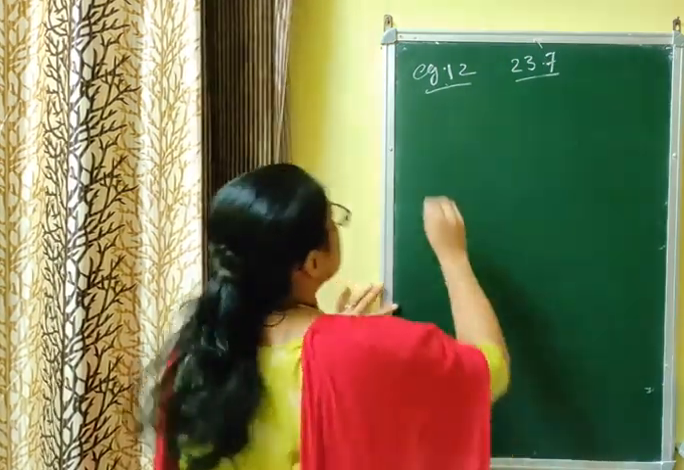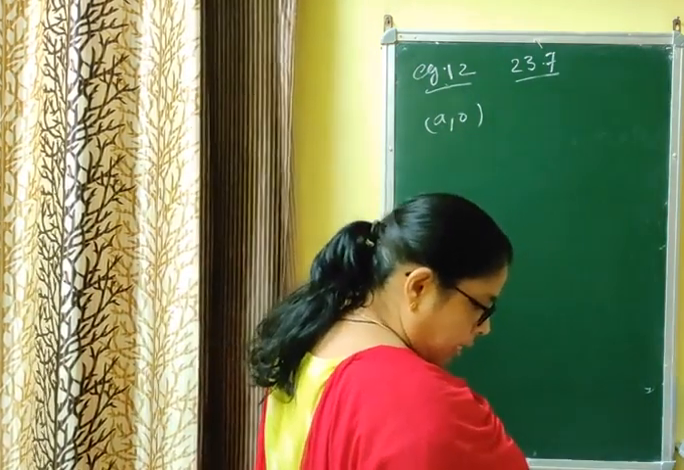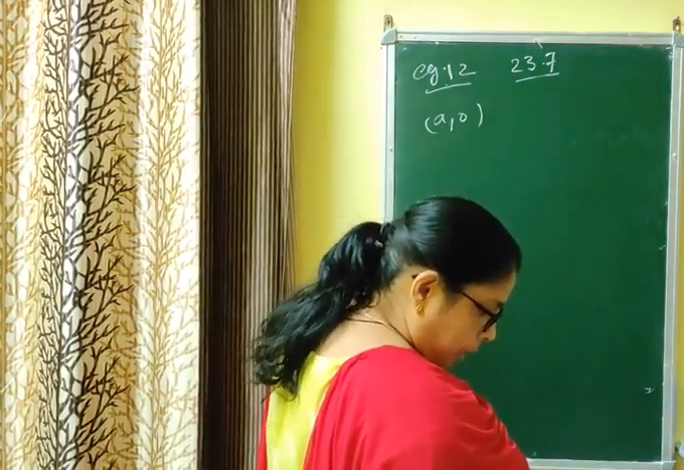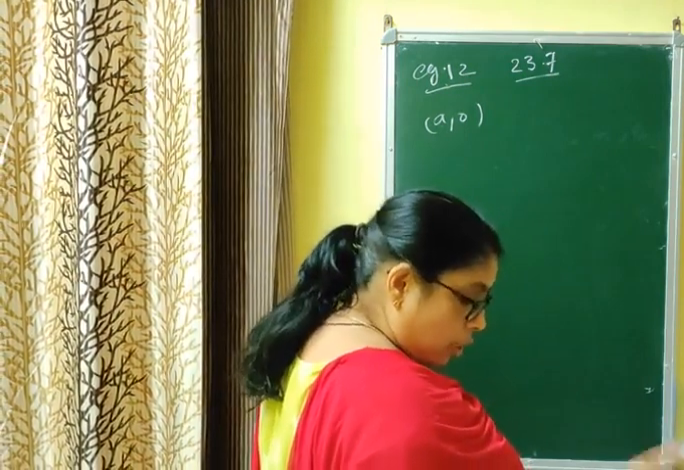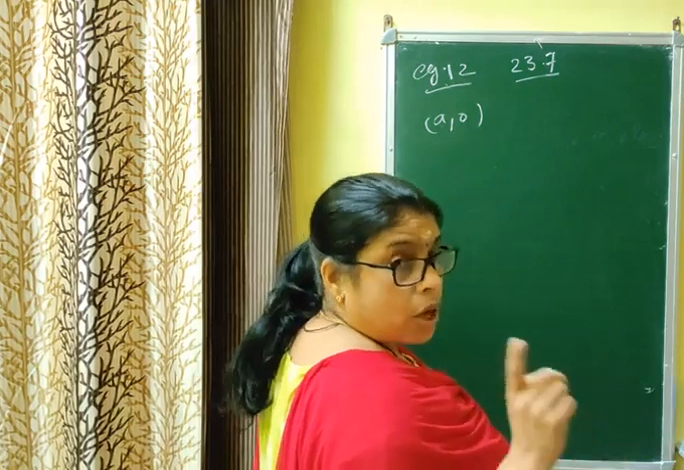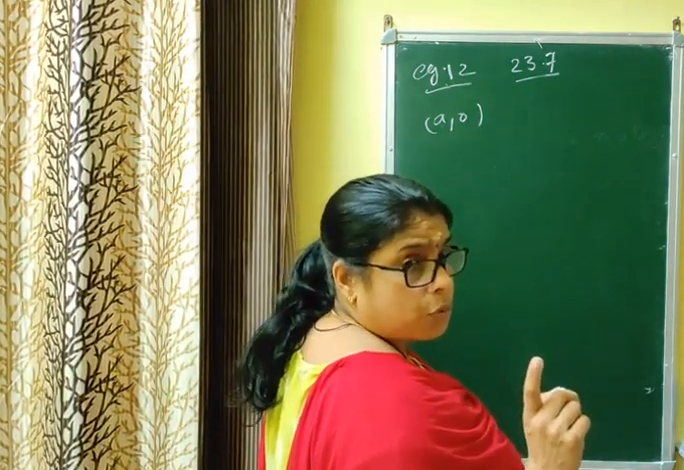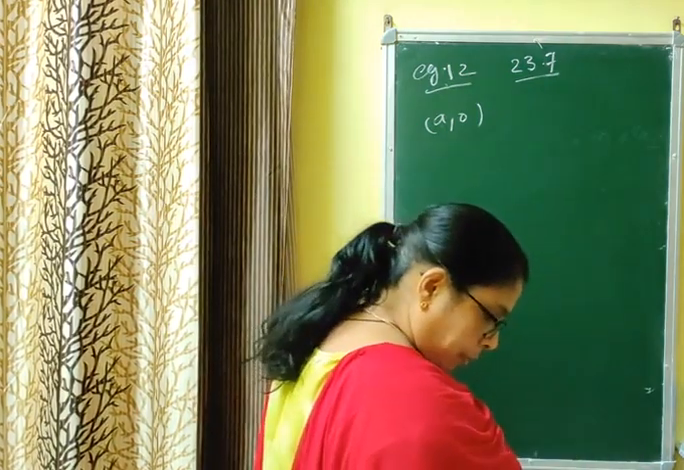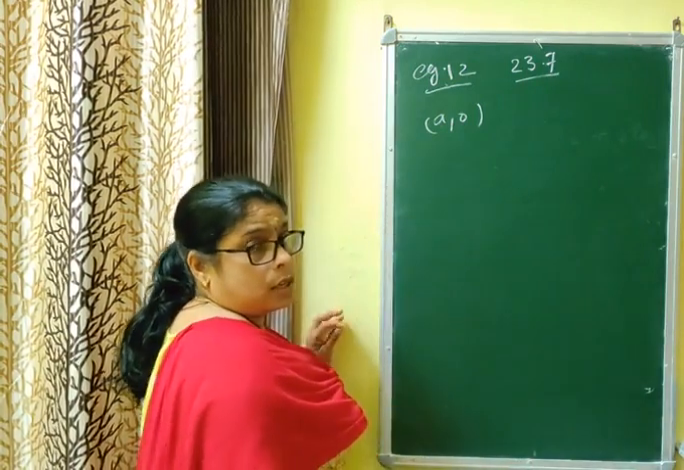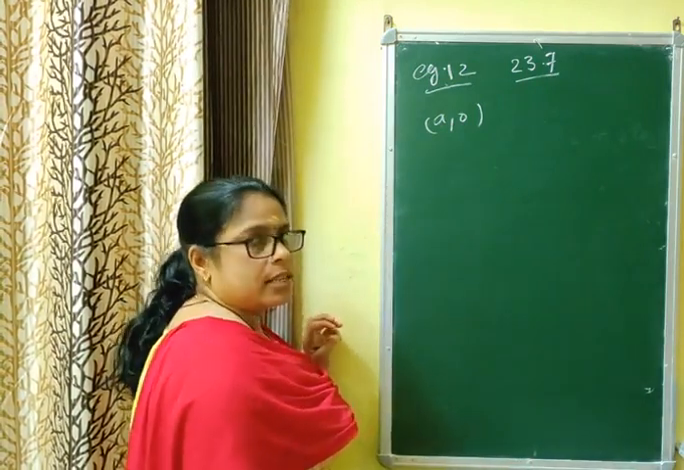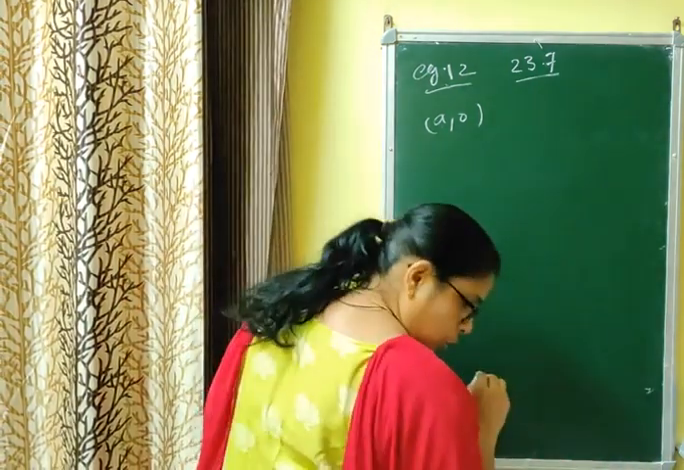First of all, let me read the question. The points (a, 0), (0, b) and (x, y) are collinear. Again the points are collinear. Using the concept of slope, you have to use the concept of slope, not the concept of area of triangle formed by collinear points. Prove that x by a plus y by b equals 1. That is the intercept form of an equation of a line. You are given the points (a, 0).